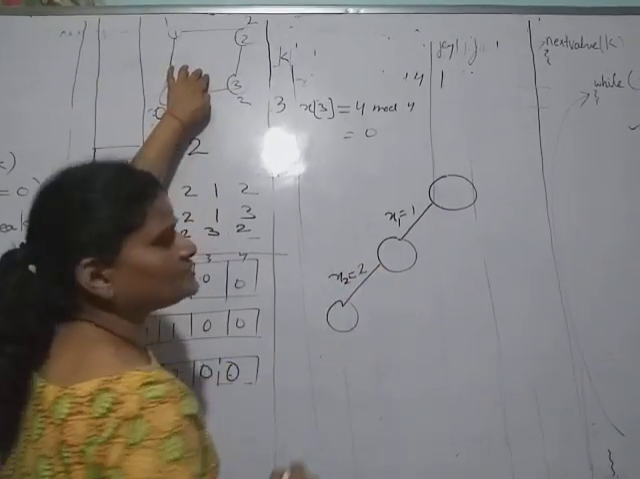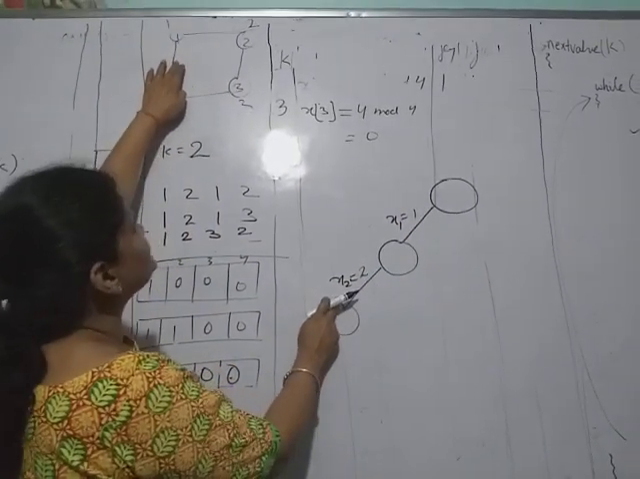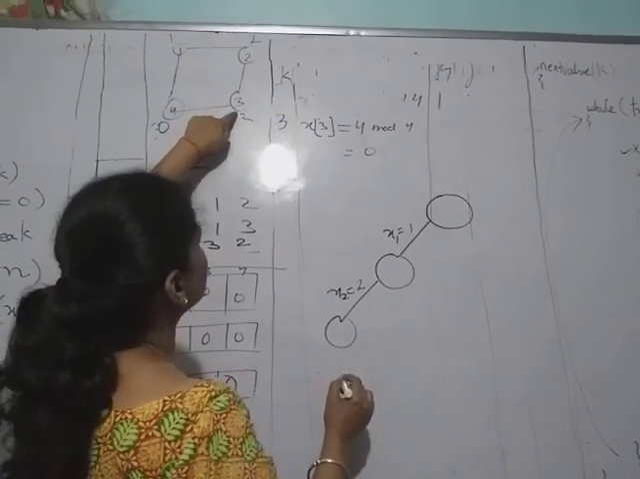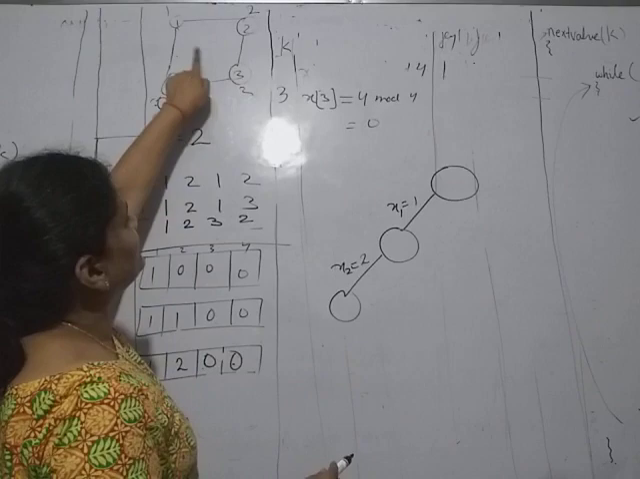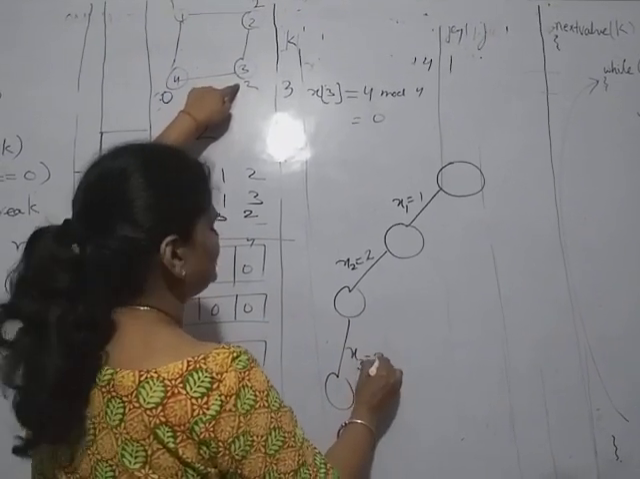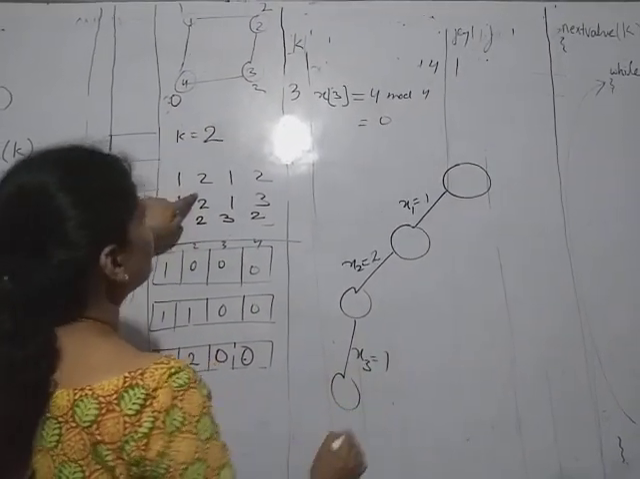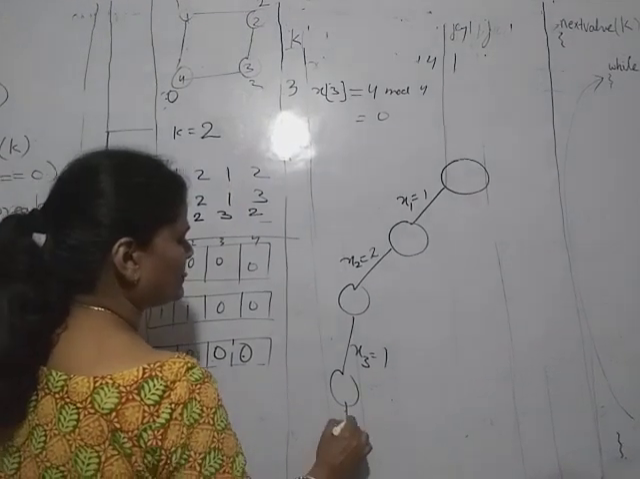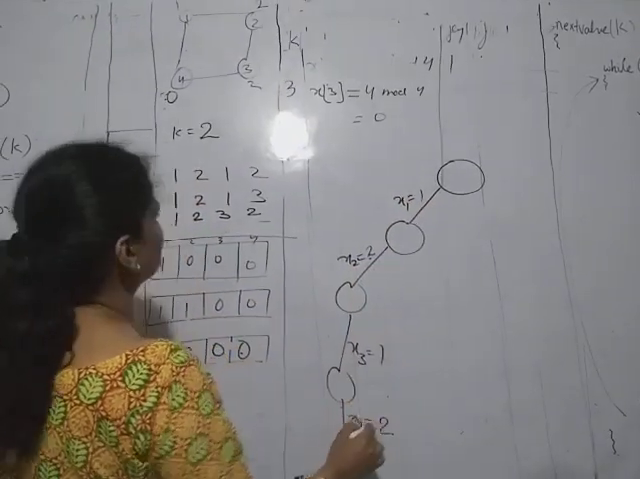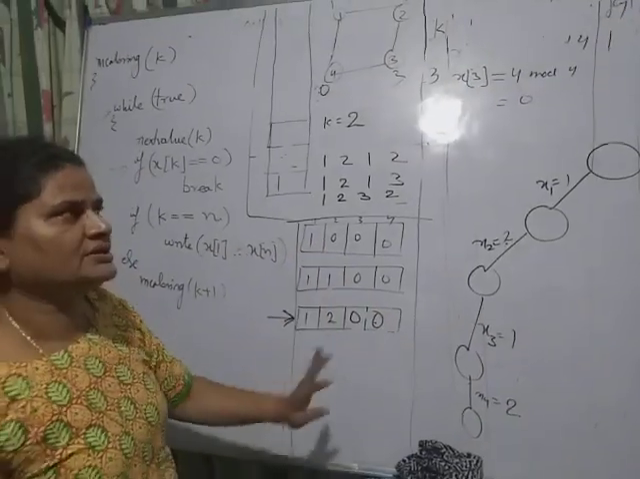So this is 2. When the first vertex is colored with 1 and the second vertex is colored with 2, then the third vertex cannot be colored with 2, so it is colored with 3. Just the first solution, 1 2 3. Then x4 equal to 2, so this is one solution, 1 2 3 2. In this way it will generate all solution vectors.